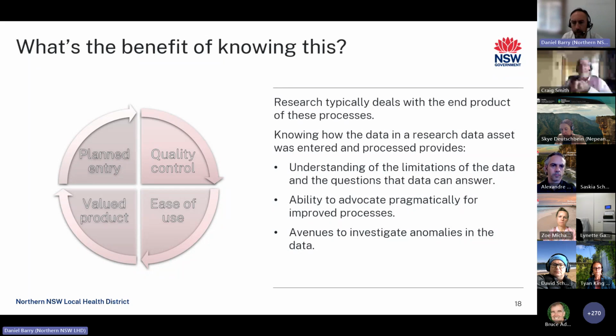And so in a lot of scenarios, one of the conditions for accessing particular data assets is that any anomalies within the data are reported back to those data custodians.